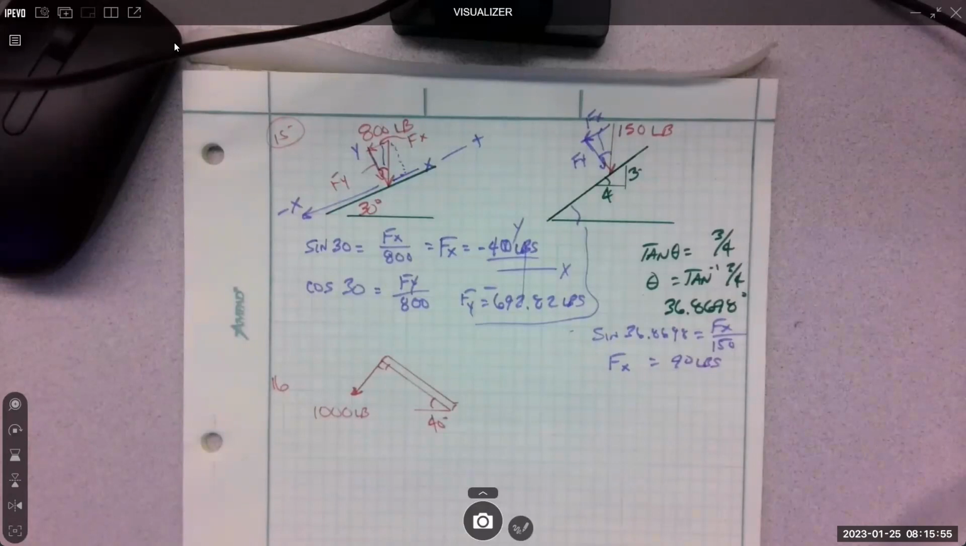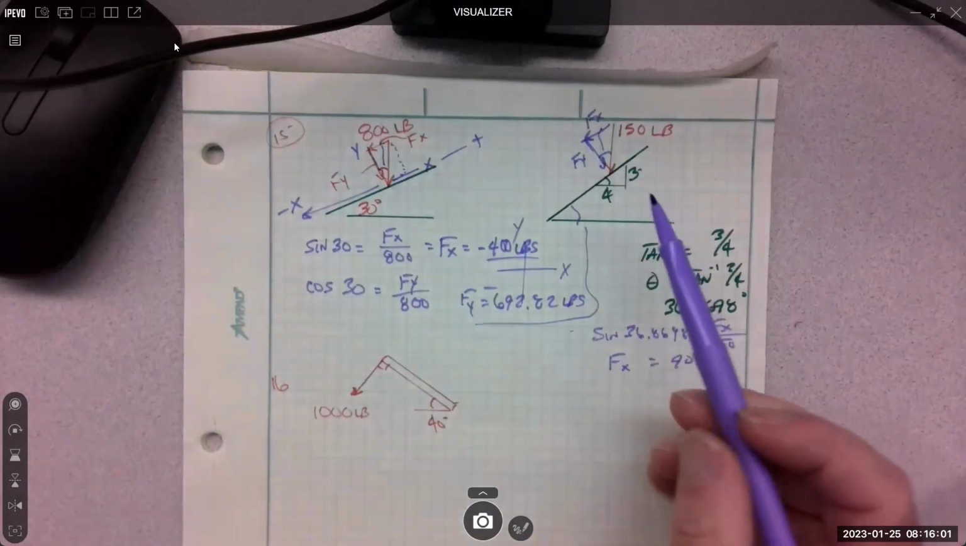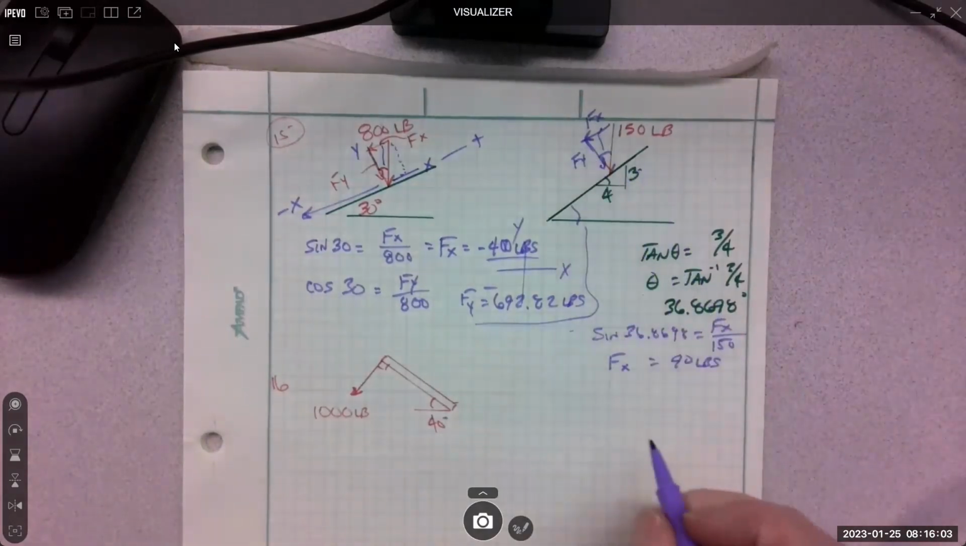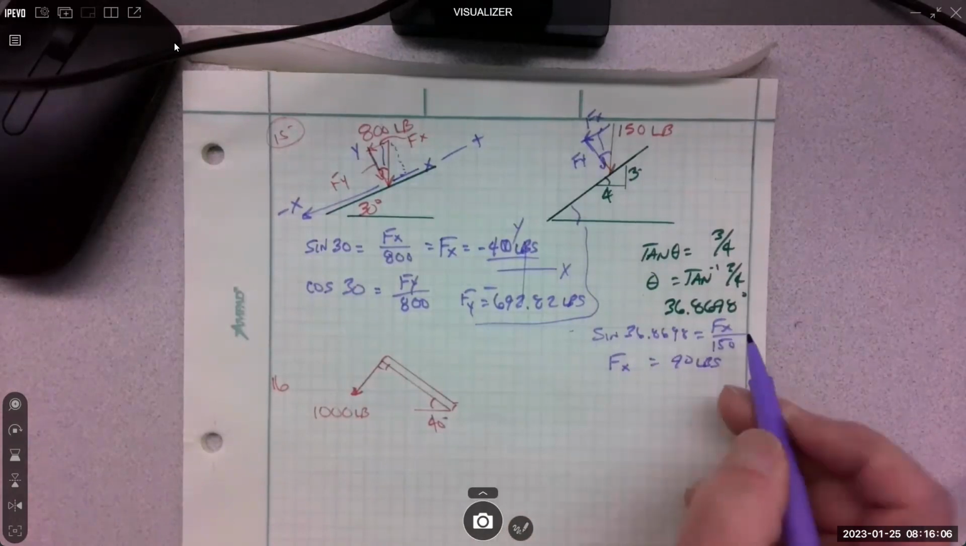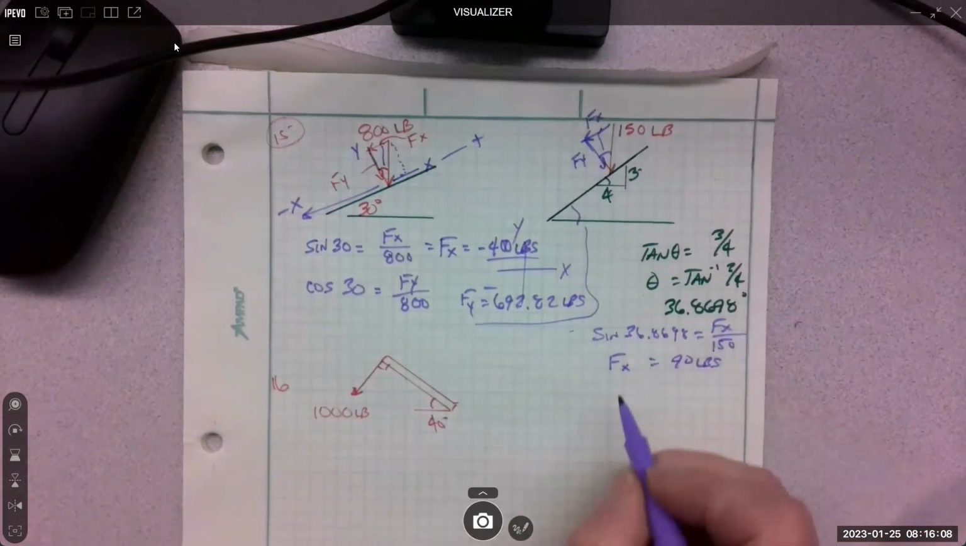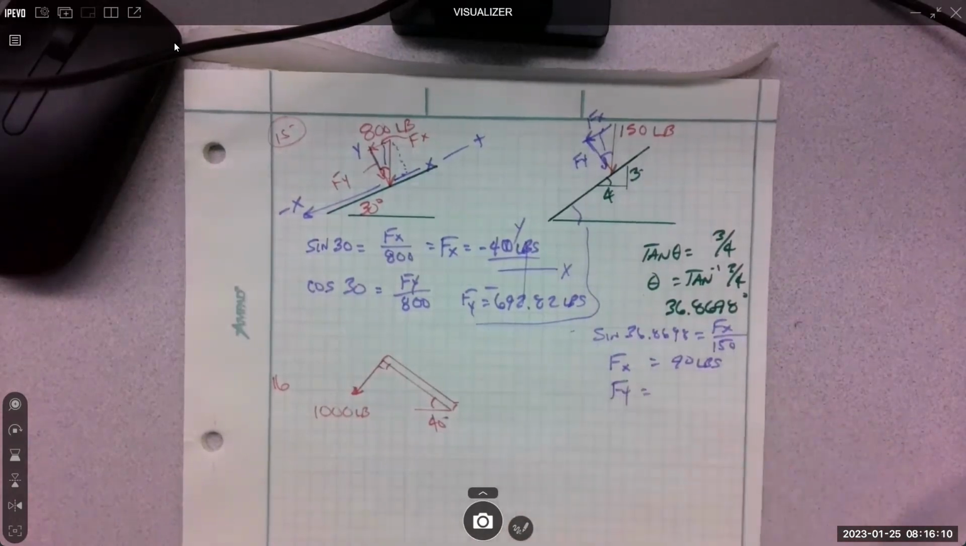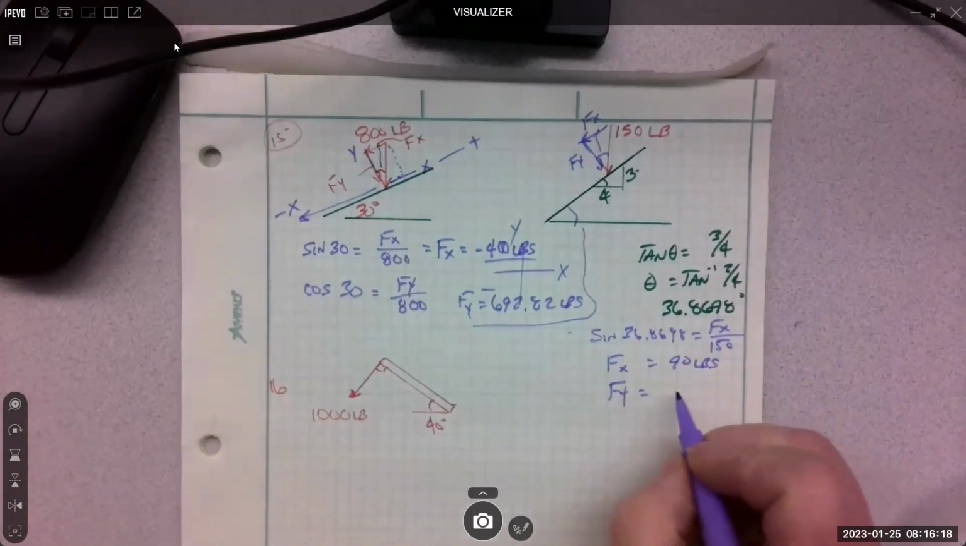Is it pounds on the second one? Yeah. Okay. And then the FY is going to be cosine, same thing, cosine FY over 150. So I'm not going to write that one out again. Run out of space. There's my angle, cosine 150 times 120.